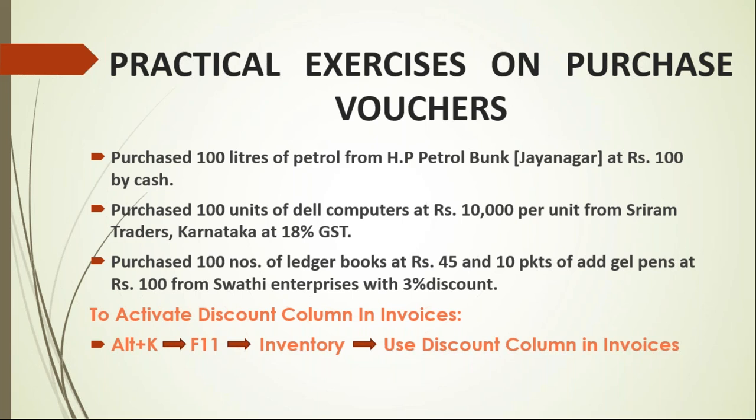The second entry I've given here is purchased 100 units of Dell computers at 10,000 per unit from Sriram Traders, Karnataka. The last one is company purchased 100 numbers of Ledger books at 45, 10 packets of Agile pens at 100 from Swati Enterprises with 3% discount. Now, the discount activation is done only for the third entry, not for the first two.